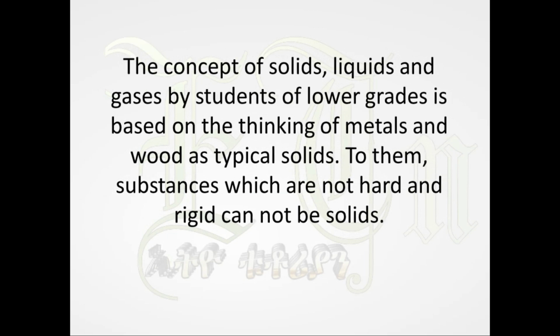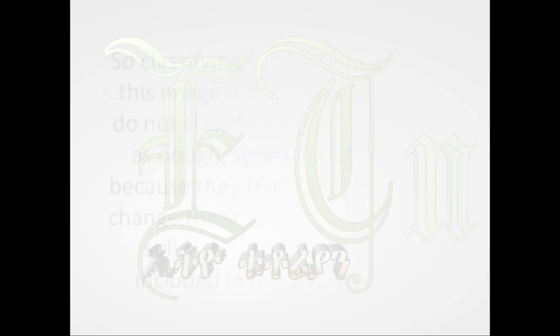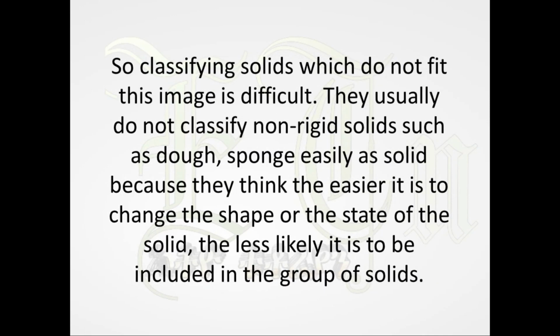The concept of solids, liquids and gases held by students of lower grades is based on thinking of metals and wood as typical solids. To them, substances which are not hard and rigid cannot be solids. So classifying solids which do not fit this image is difficult. They usually do not easily classify non-rigid solids such as dough or sponge as solids, because they think the easier it is to change the shape or the state of the solid, the less likely it is to be included in the group of solids.